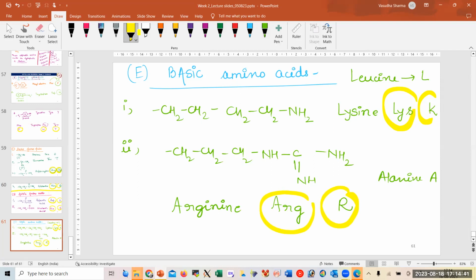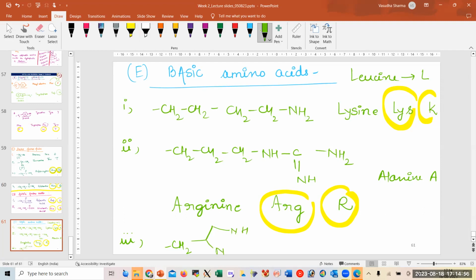And the third that we have here is CH2, NH, N. This group is imidazole, and this whole group becomes histidine. The code is His, and the letter is H. So these are your basic amino acids, having more than one NH2. Now the last category.